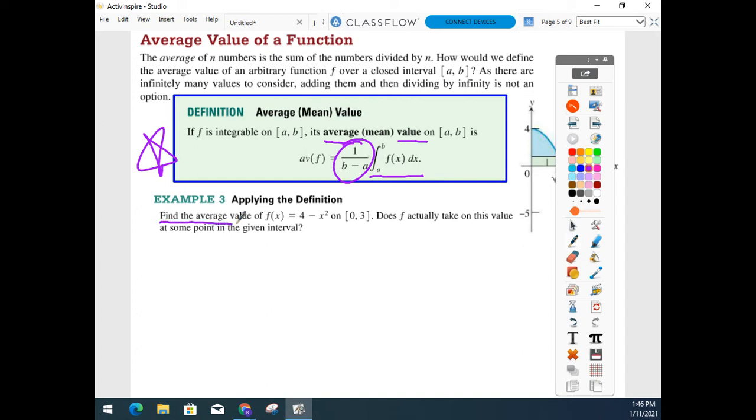Okay, so first it says find the average value. So we start with 1 over b minus a. We can actually write average value of f equals, I'm just going to use that, 1 over b minus a times the integral from a to b, oops, actually no a and b, from 0 to 3 of my function dx. Always end with dx. Sometimes people get a little confused with this.